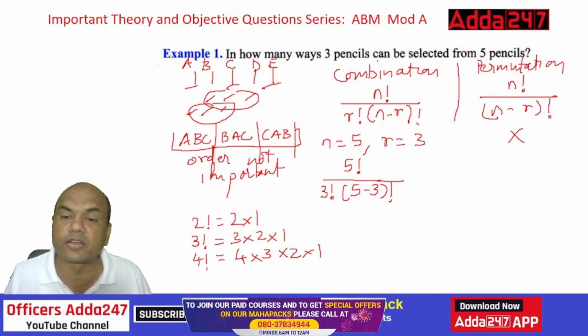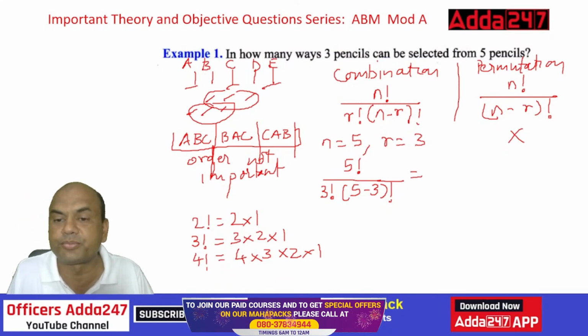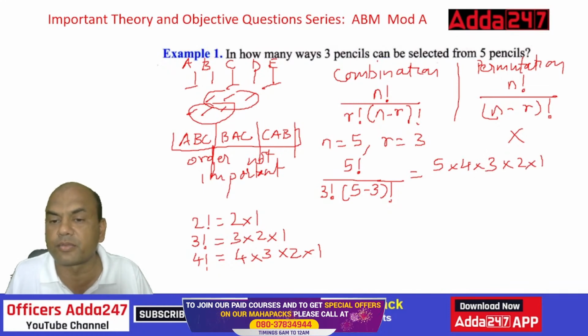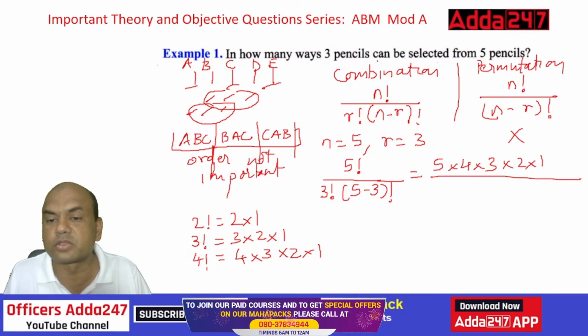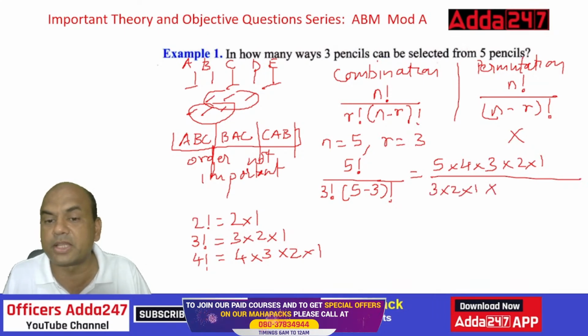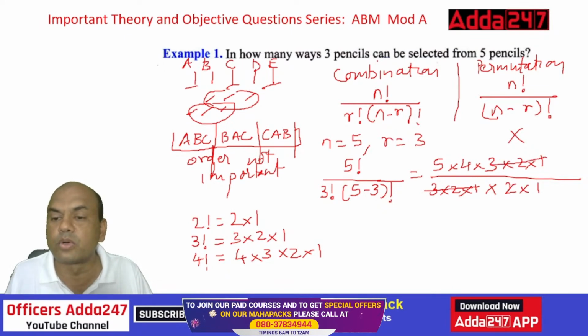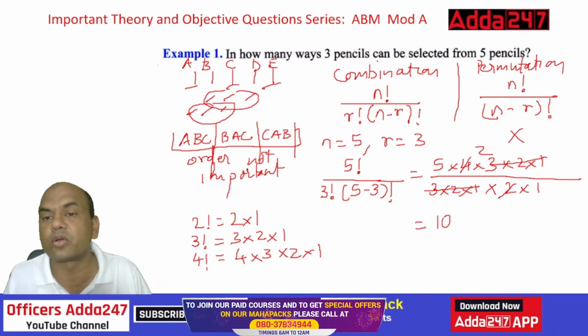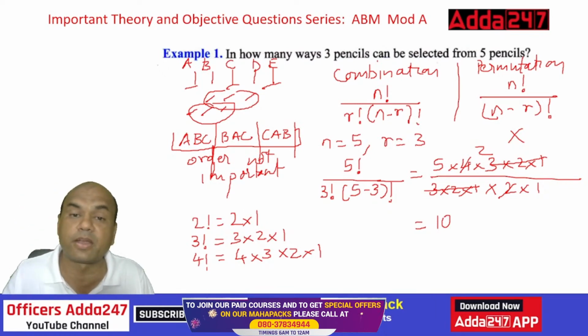So here my answer will be 5 into 4 into 3 into 2 into 1. Similarly over here, 3 factorial is 3 into 2 into 1. Don't solve it now. And this 5 minus 3 is 2 factorial, so that is 2 into 1. Now go on cancelling. This gets cancelled with this. 2 ones are 2, 2 twos are 4, 5 fours are 20, so the answer is 10. So in 10 different ways, I can select 3 pencils out of 5 pencils. There are 10 different possible ways. Okay.